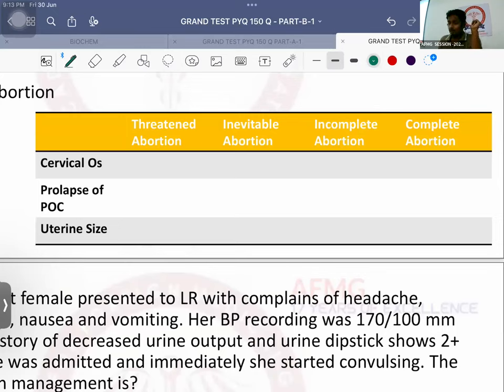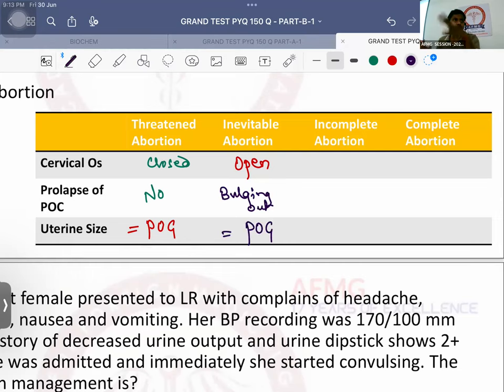Important is, in cases of threatened abortion, the cervical os will be closed. Prolapse will be there or what? No prolapse will be there. Uterine size equal to the period of gestation. Inevitable abortion, matlab hoga hi hoga, kuch bhi kar lo. Here, the cervical os will be open. The prolapse to nahi hoga, but the products will be bulging out. And uterine size will be equal to the period of gestation, kyunki ab tak loss to nahi hua hai na. Incomplete abortion, the cervical os will be open. There would have been history of some products coming out and some products are coming out right now. So history bhi hogi aur abhi bhi kuch bahar aa raha hoga.